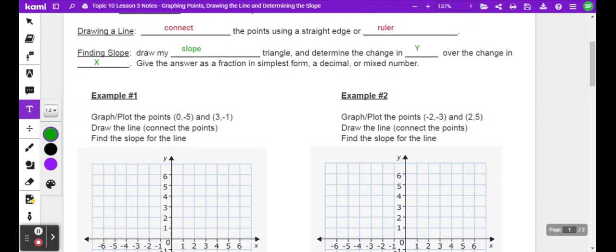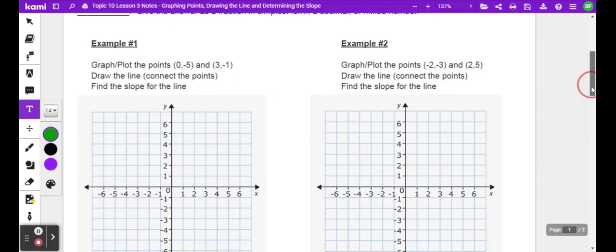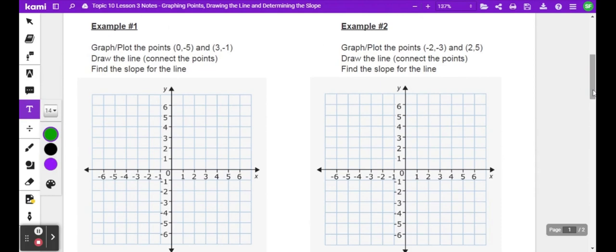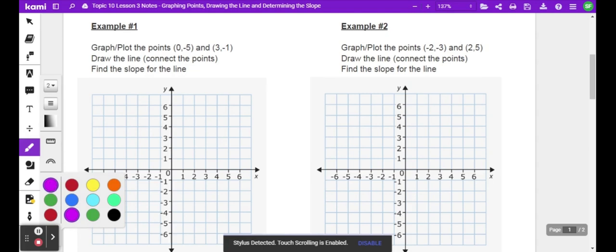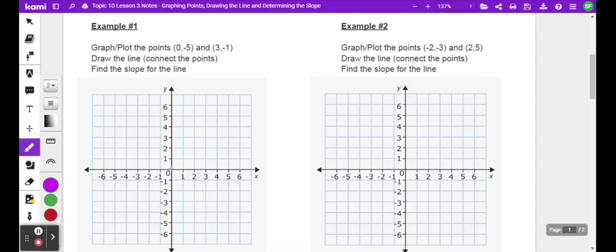Go ahead and look at example 1. We can see that it's asking me to graph and then plot the points for 0, -5, and 3, -1. So we're going to start by graphing and plotting those points. So 0, -5, if I start at the origin, I would not move left or right. I would just go down to -5 and place a point. And then to graph 3, -1, I would start at the origin, go right to 3, 1, 2, 3, and then go down to -1. And my 2 points have been plotted.